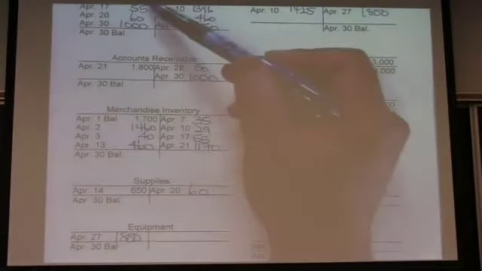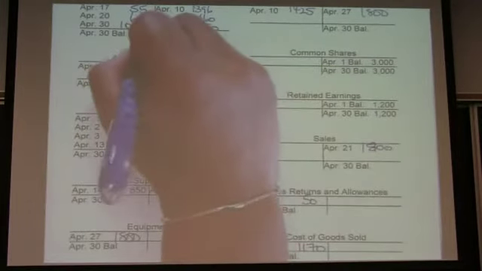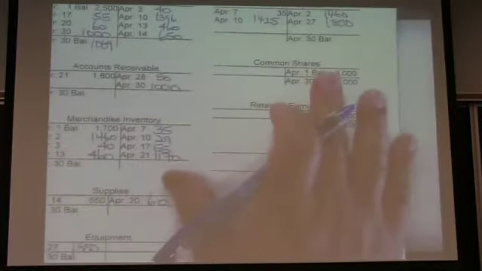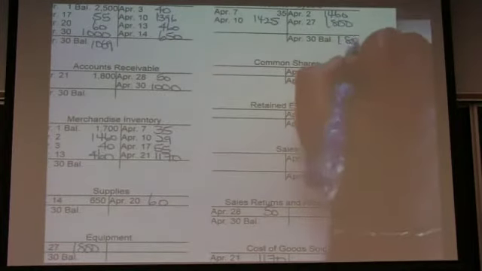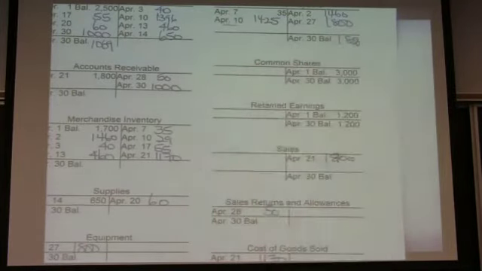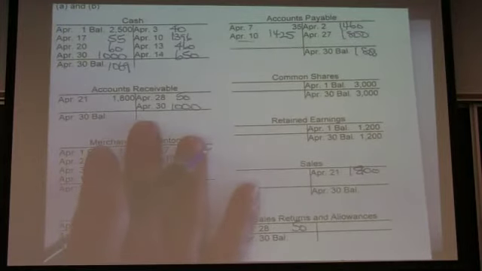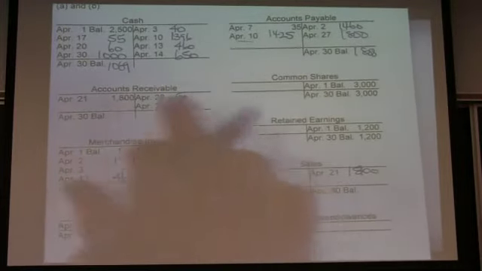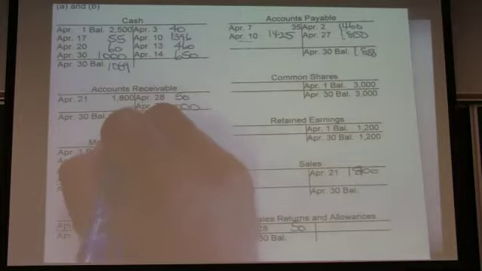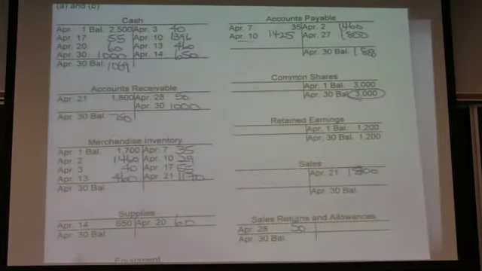So my debit exceeded my credit by 1,069. My accounts payable, I have a balance of 1,800 because remember this was paying off that original purchase and then I bought an equipment, didn't I? For 1,800, that's still outstanding. Receivable is 750. Common shares did not change.